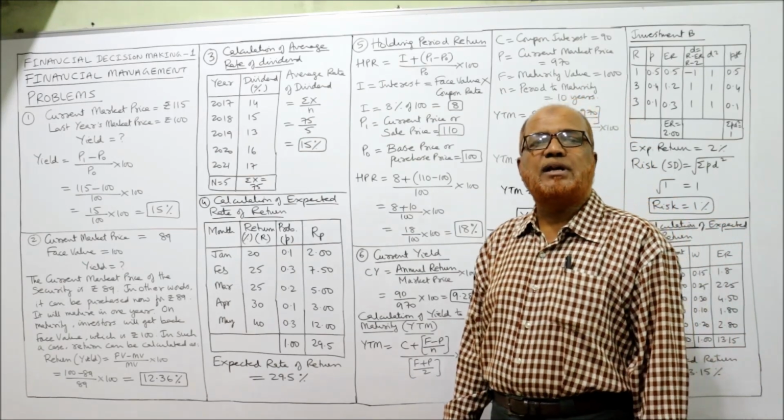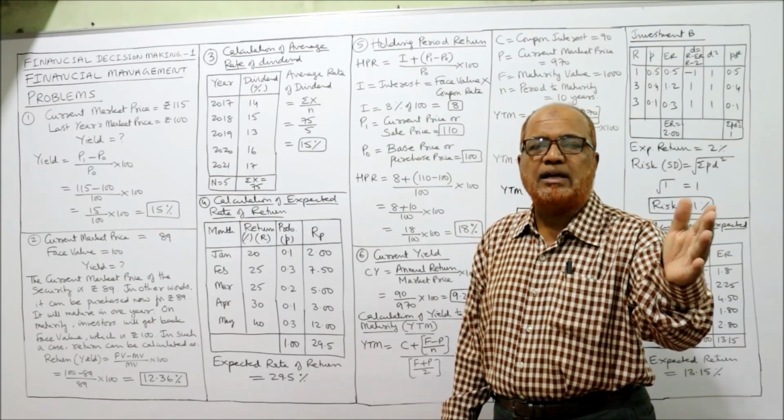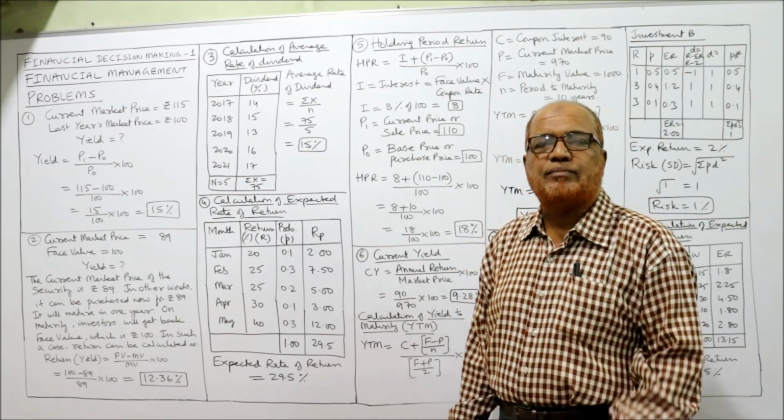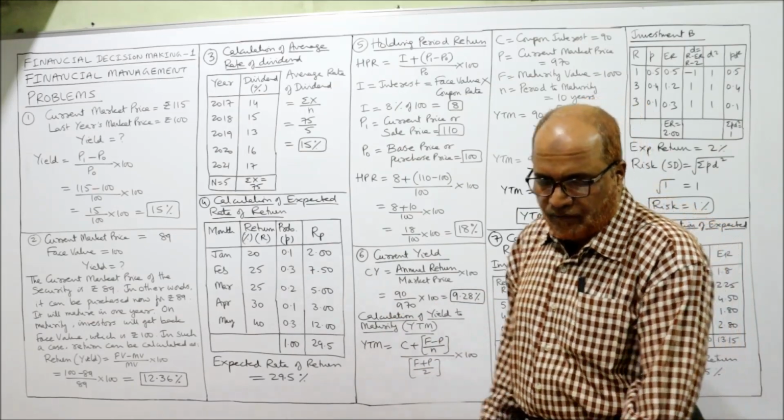So whenever probabilities are given, multiply the return with the probability and then take the total. That is the expected return. That's it. Now, fifth problem.